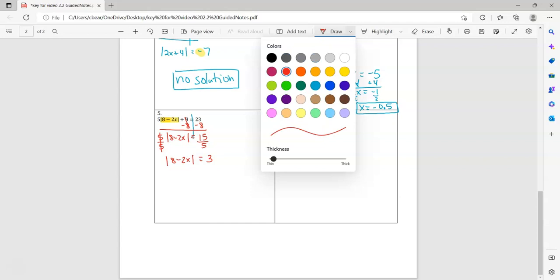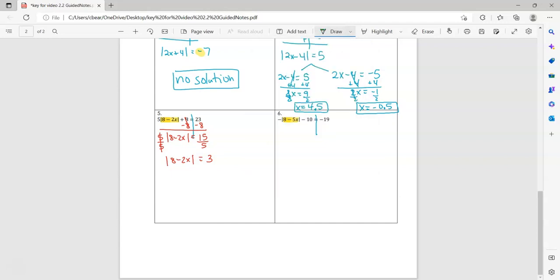And since that is equal to a positive number, we are able to set these equations up. So 8 minus 2x equals 3, and 8 minus 2x equals negative 3. Okay, solving this out, you already know, I hope. 3 minus 8 is negative 5. Divide both sides by that negative 2 in front of the x. Since we're dividing a negative and a negative, you would get 2.5, or you could leave your answer as 5 over 2.